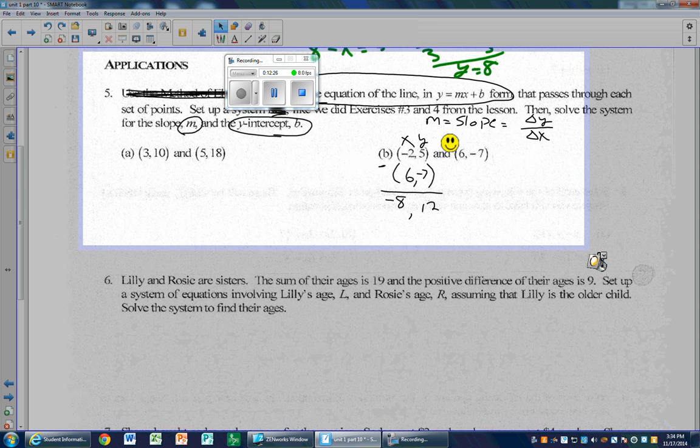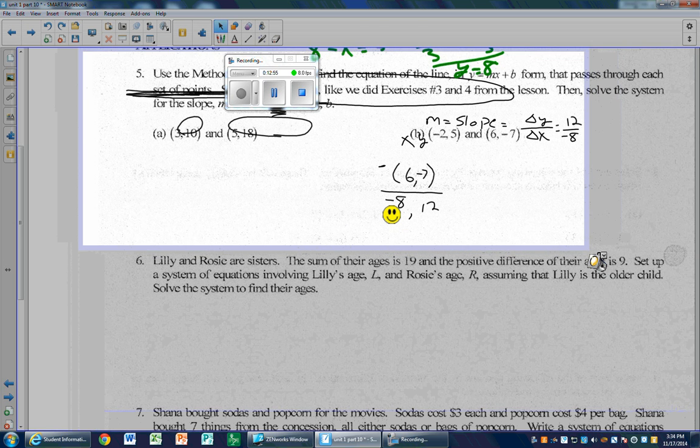Now remember, m is the slope, change in y over change in x. How far did my y change? My y went from 5 all the way down to negative 7, so that's a change of 12 units. So delta y is 12. Delta x, negative 2 to 6, change of negative 8 units. You can simplify that if you want, but why? Leave it right like that.